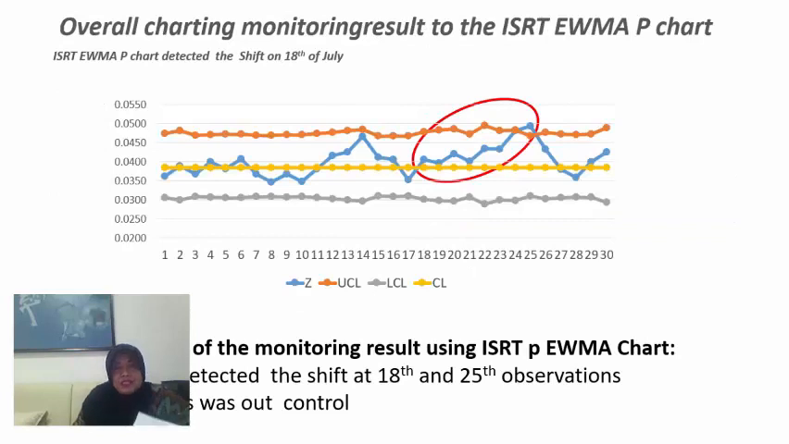This explains how the process is plotted on the chart, and this is the overall chart monitoring result. If you look at the figure, you can conclude that using the proposed chart, the chart detected the shift at the 18th observation and at the 25th observation. It means the process is out of control. Actually, it should be stopped and corrective action taken to prevent excessive defects.